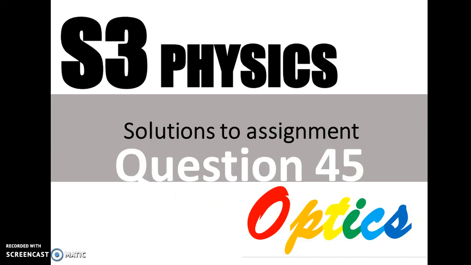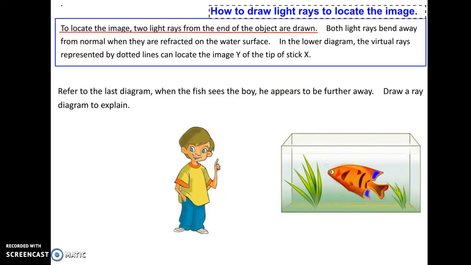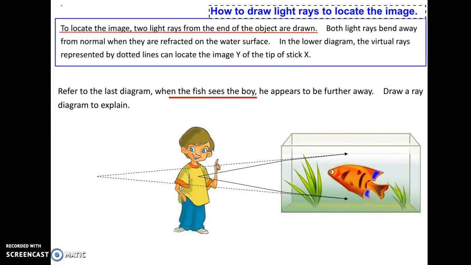Question 45. Now it is the fish that sees the boy. And so light rays should come from the boy. And now you can see the light rays make a bigger angle in air again, but a smaller angle in water. We say that the light ray bends towards the normal. So the observer, which is the fish, will believe that the light ray come from this point at the back. And so the image of the boy is at the back.